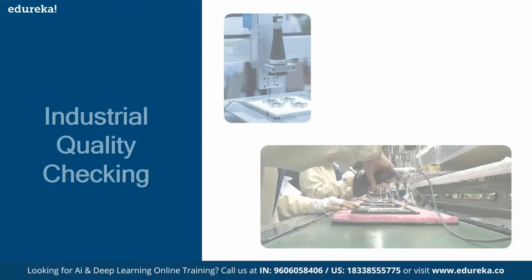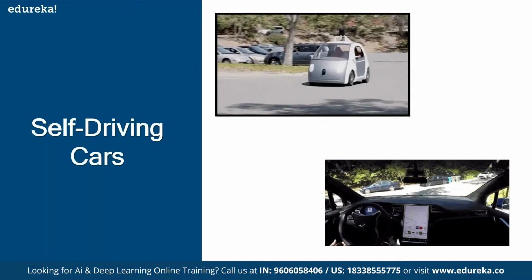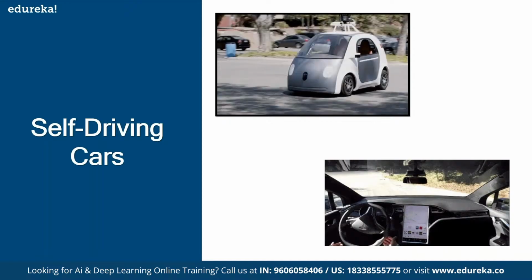Another example is that we can use this computer vision technique for industrial quality checking. Whenever something is getting manufactured, instead of manually validating everything, we can just capture the images and have a deep learning model run through them to identify whether the quality of the product I'm producing is good or not. And in recent years, we are seeing another application of computer vision, which is building self-driving cars.